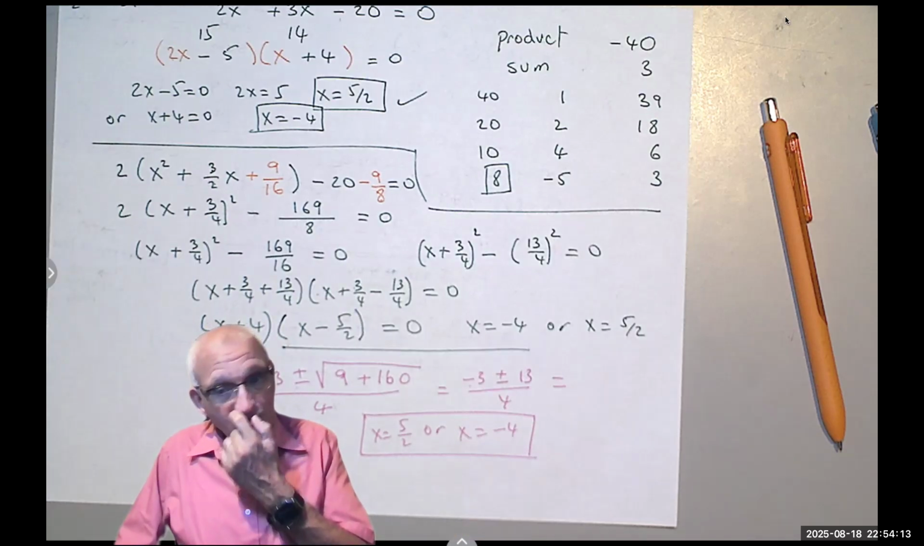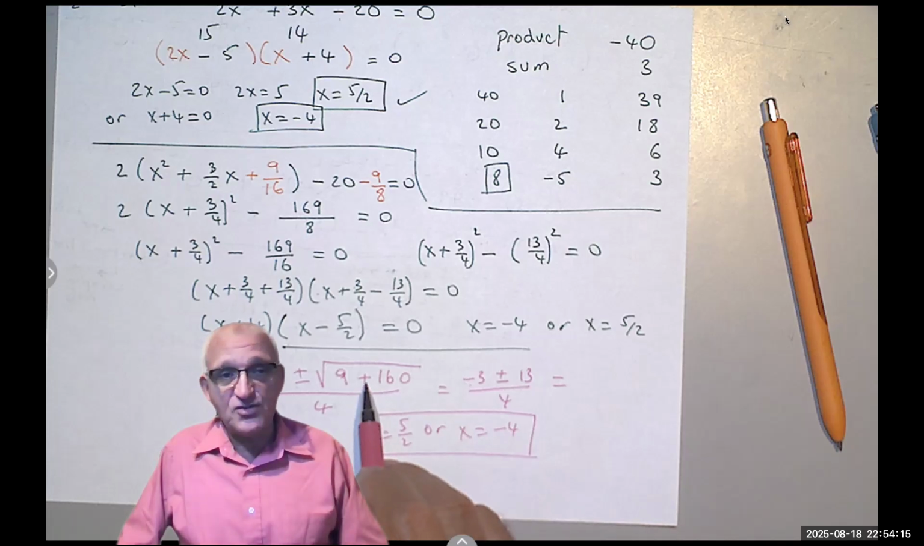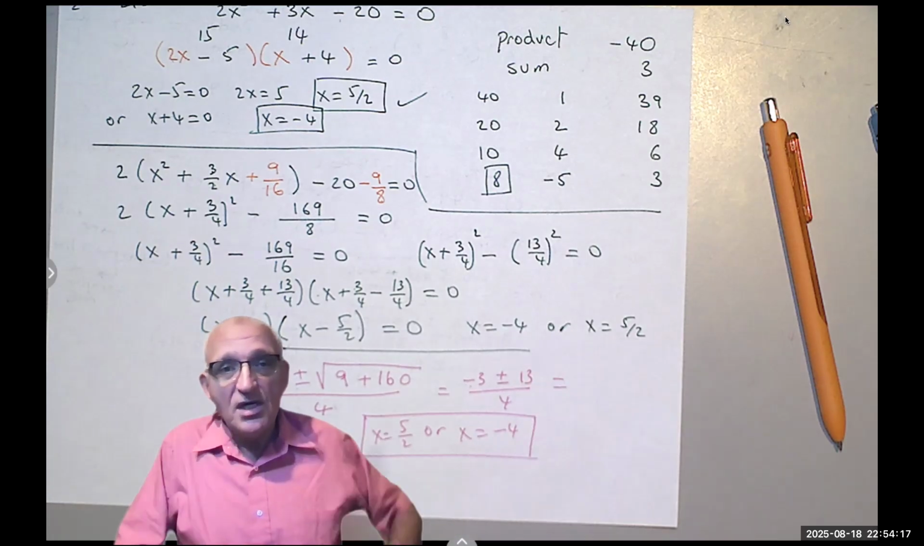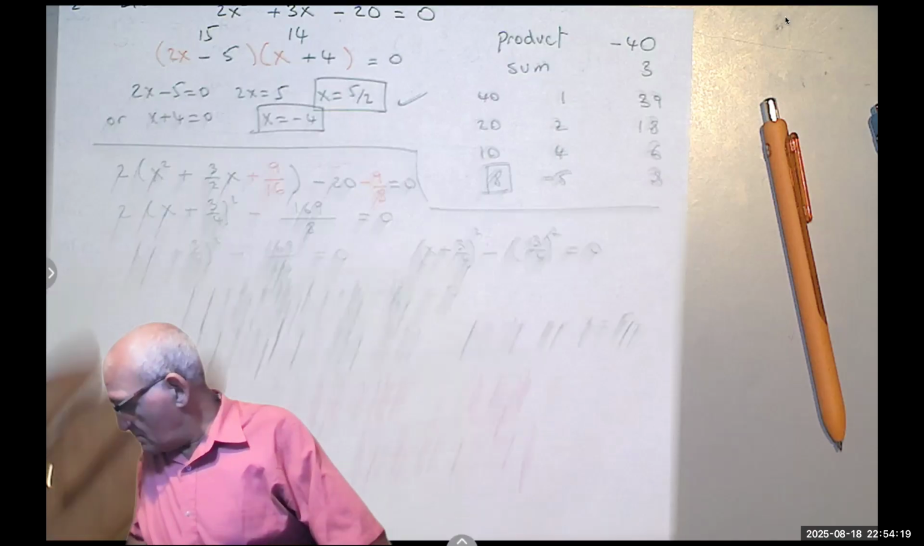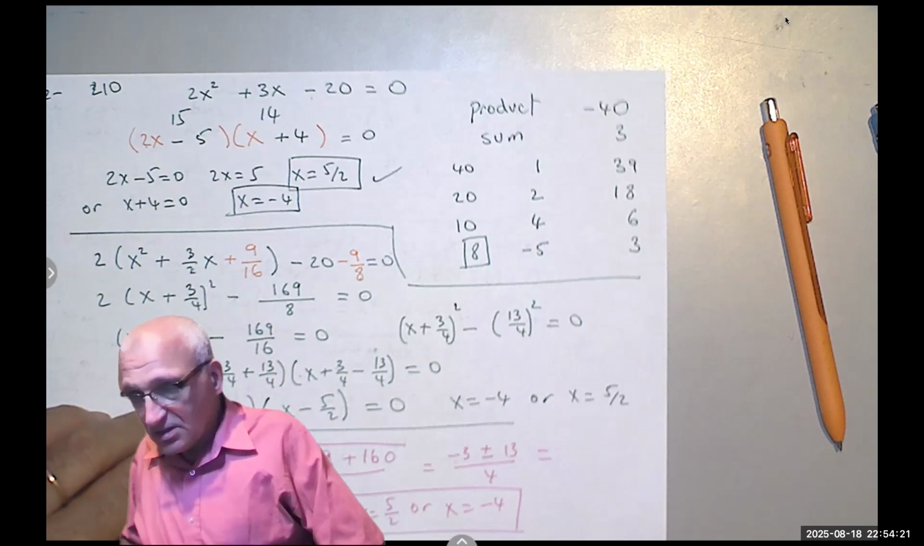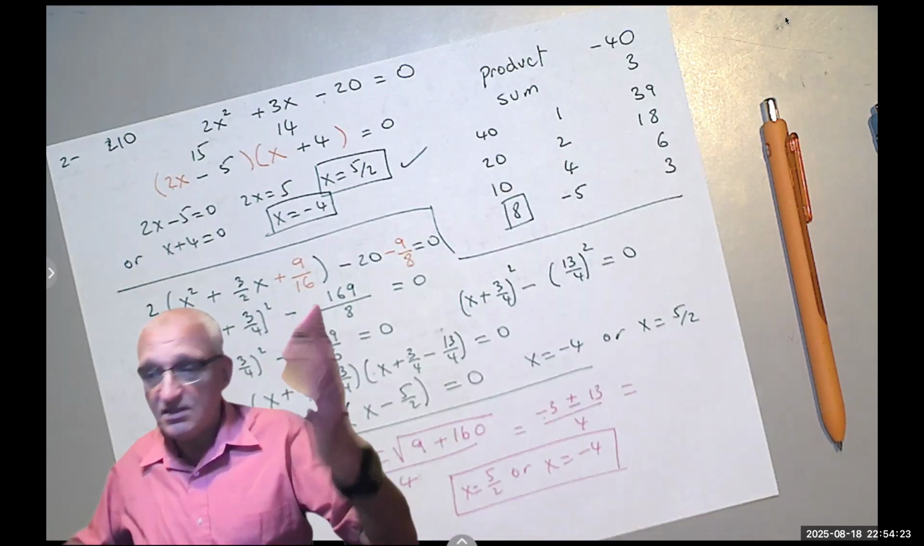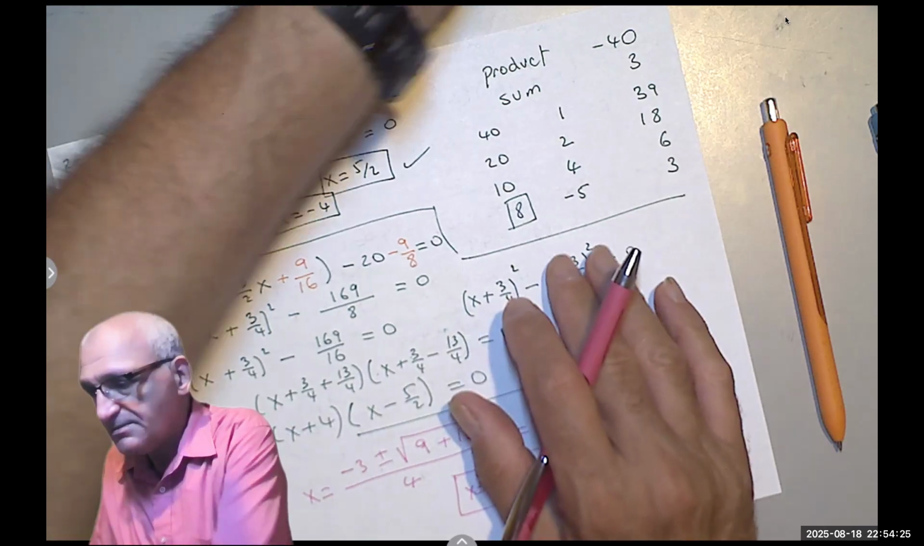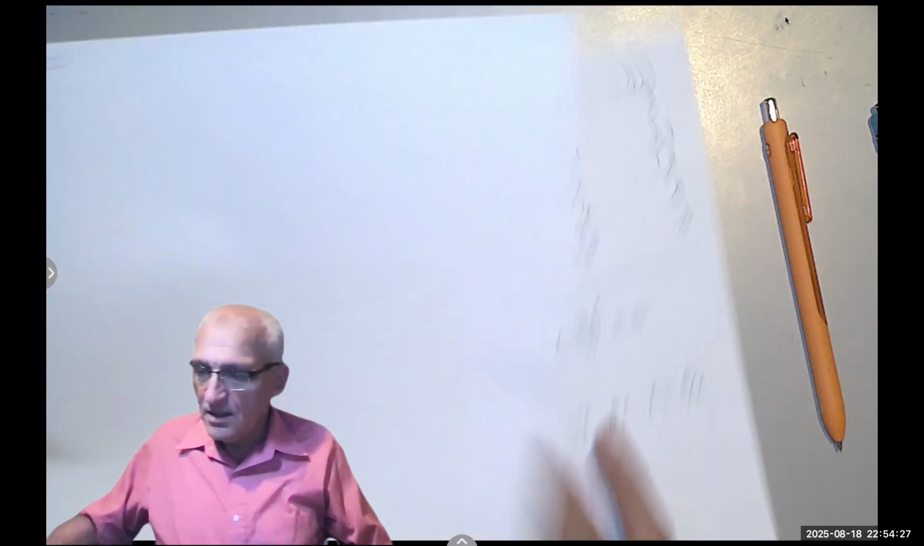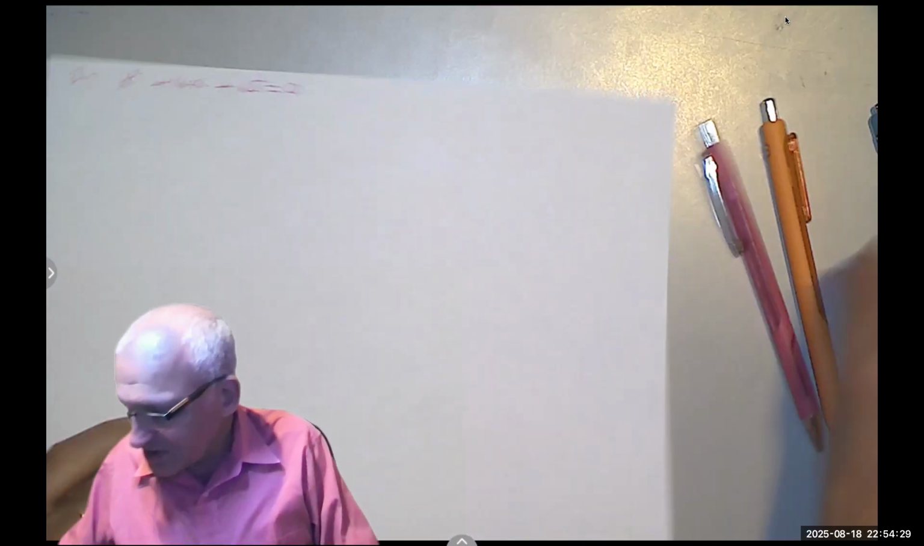Okay? Sometimes that will not be a perfect square, so you end up with two non-rational answers, like plus or minus square root of something. Okay? One last one, and I will stop.